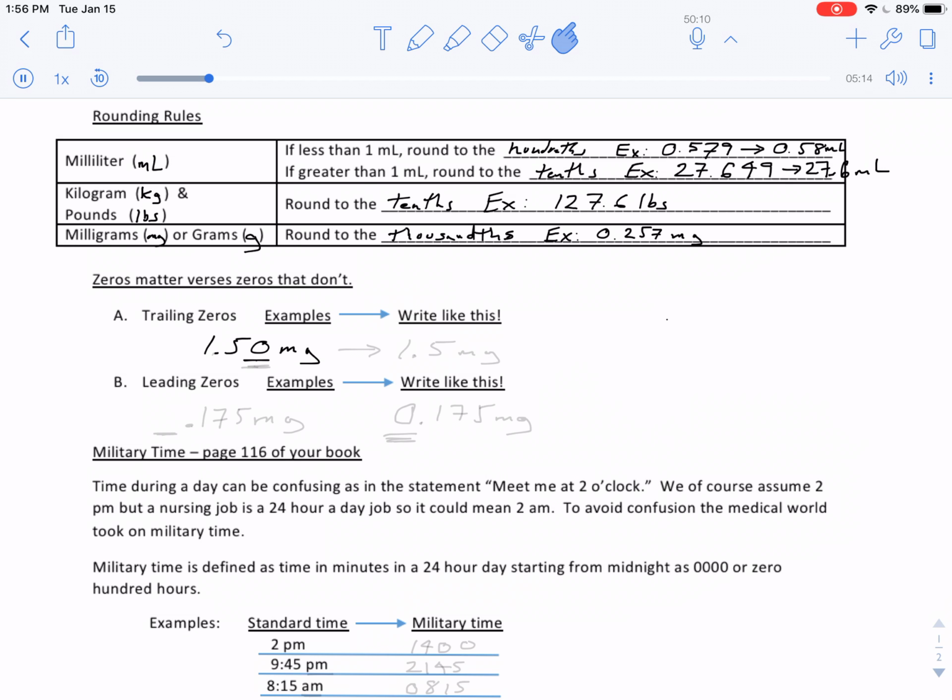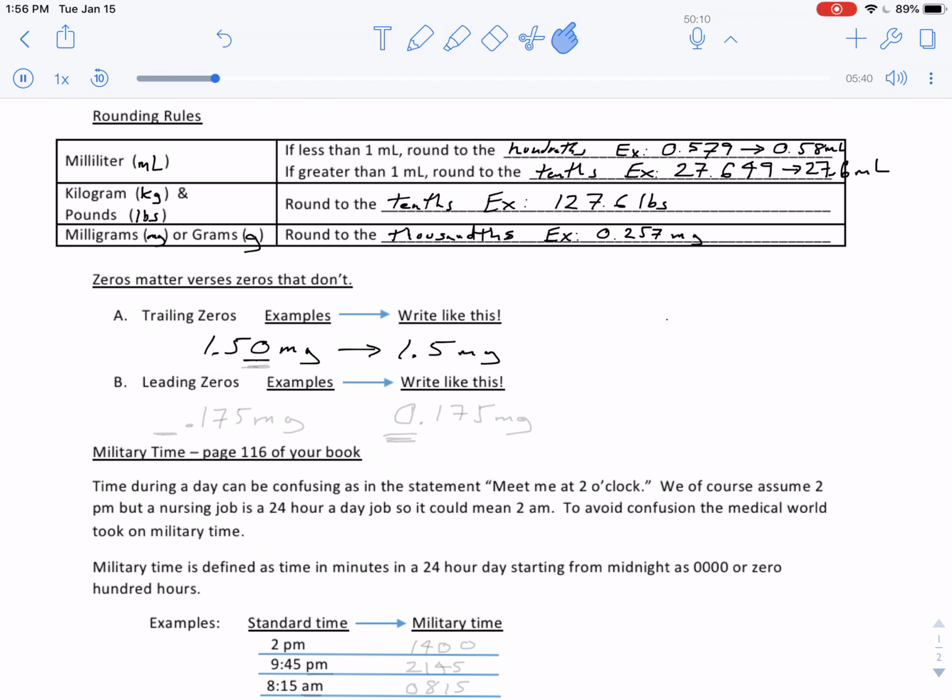Whereas with $1.50, it's not, right? But here in milligram terms, it is. So what we would do, we would not really round, but we would just cut off that trailing zero and write it as 1.5 milligrams, even though our way we round milligrams is to the thousandths. We don't need all those zeros afterwards. It's just confusing. All right.